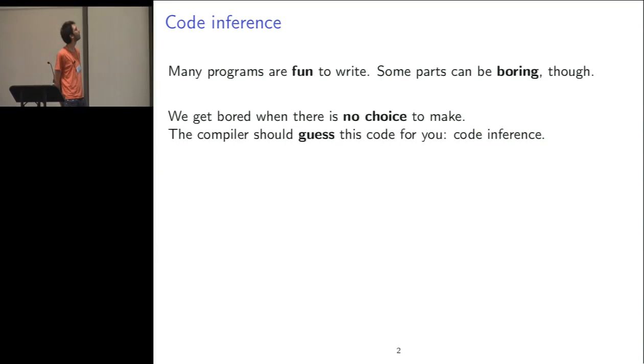And one reason is that, of course, many programs are very fun to write, especially in a nice programming language. But even in those programs, some parts can be a bit boring. One possible reason for some part of the program to be boring is that it's quite mechanical. You know what you have to do. There is no choice to make. In fact, when there is no choice, you would like the compiler to guess the code for you. So it's a form of code inference.